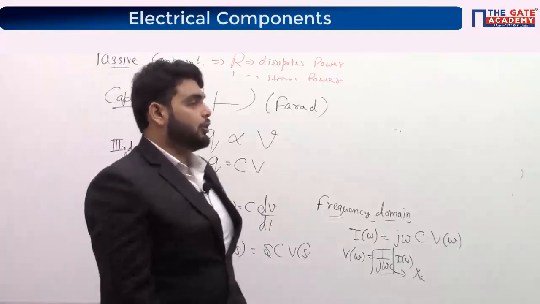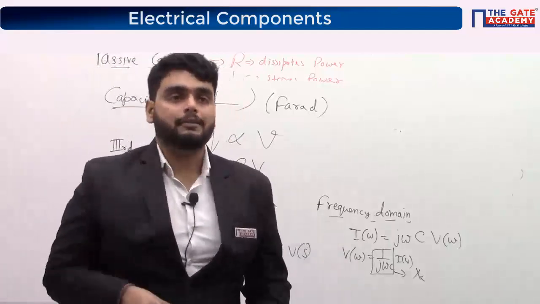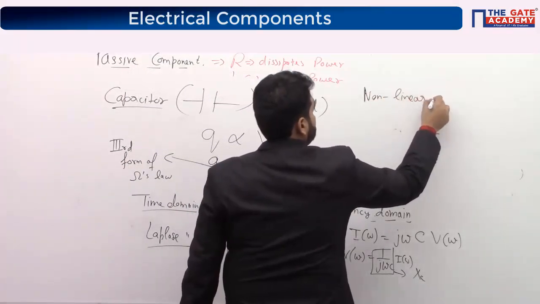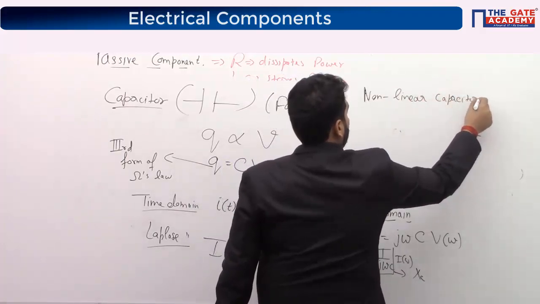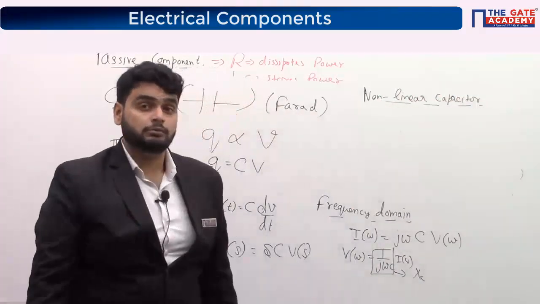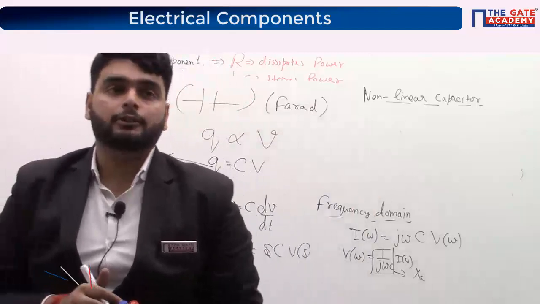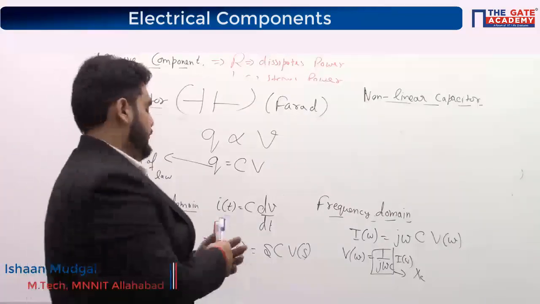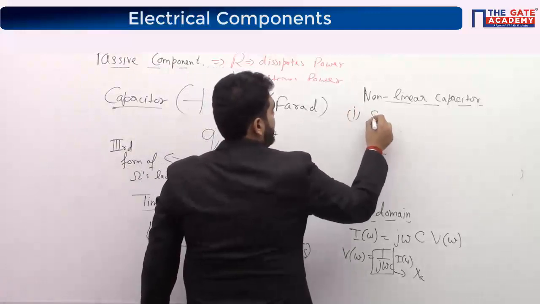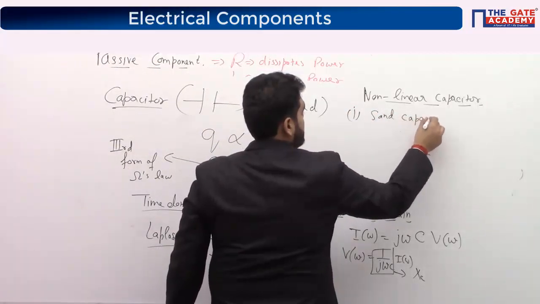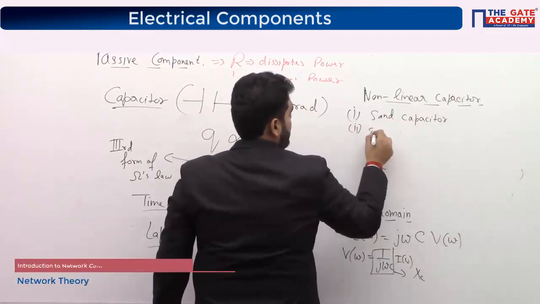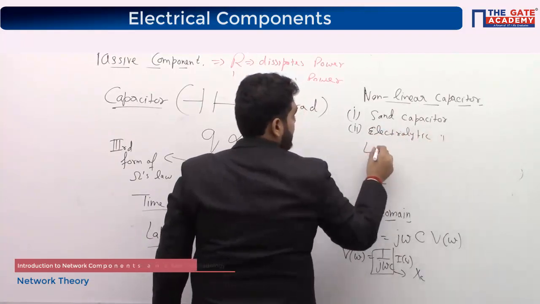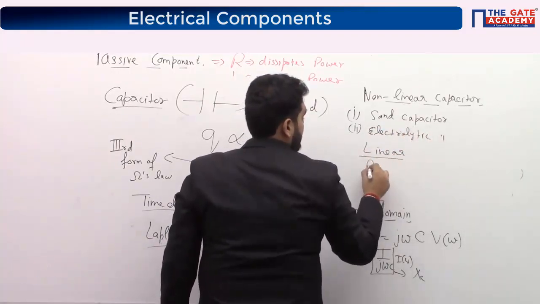Okay, again I am going to ask you for an example of non-linear capacitor. Variable capacitor. Okay, correct. We have some examples like sand capacitor, electrolytic capacitor, and for a linear we have paper capacitor.